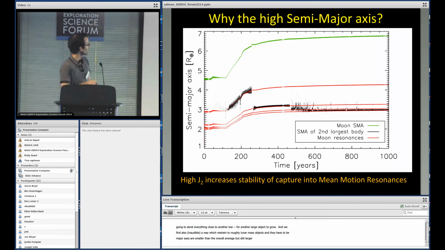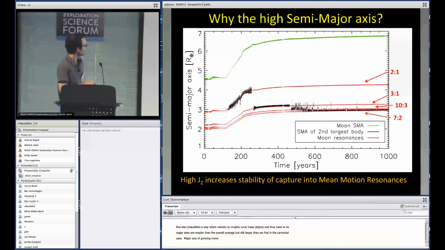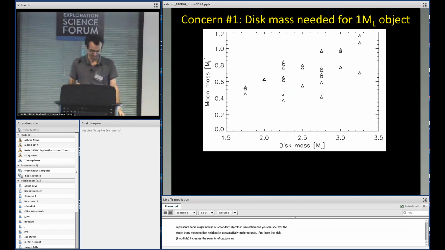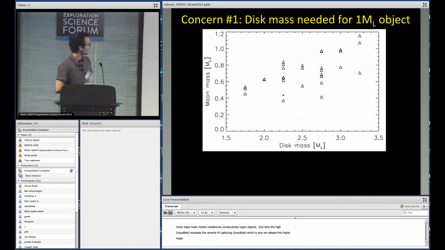So why is that? This graph shows in green the semi-major axis of the growing moon, and in red the position of several of its mean motion resonances, here the 2-to-1, the 3-to-1, etc. And the black dots represent the semi-major axis of secondary objects in the simulation. You can see that the moon traps in mean motion resonances consecutively different objects. Since these objects are being pushed by the disk, and they're trapped in resonance with the moon, they drive the moon's semi-major axis farther away. And here the high J2 increases the stability of capture into these mean motion resonances, which is why we reach this high semi-major axis.